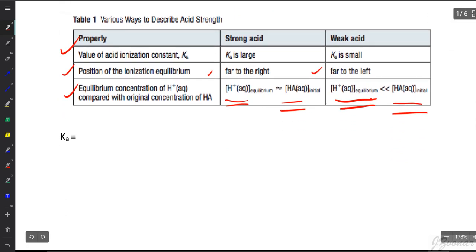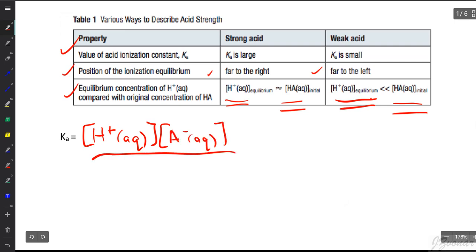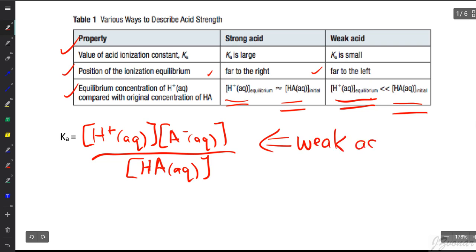If we recall, we can write the Ka from our previous section. Using the general equation, it is represented by the hydrogen ion concentration times the anion concentration over the acid HA, which is my general acid formula. This is going to represent it for a weak acid.